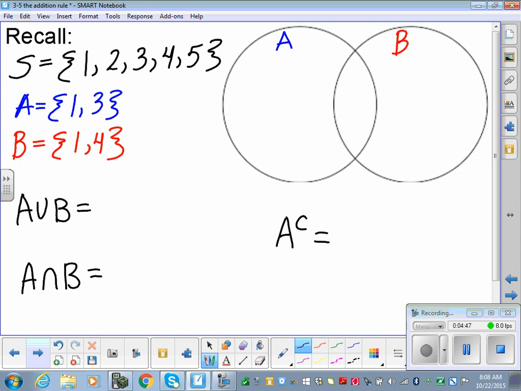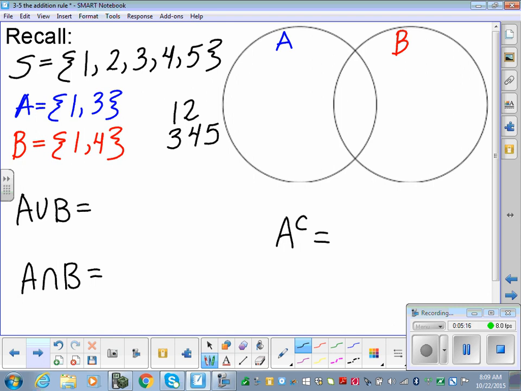Here we go. Given the set S, this is our sample space, 1, 2, 3, 4, and 5, and given A, a subset, a smaller piece of the sample space, so A is 1 and 3, and B is also a subset, 1 and 4, just a smaller piece of the sample space. Let's fill in our Venn diagram. So in our sample space, there's 1, 2, 3, 4, 5. So on the outside, I have 1, 2, 3, 4, 5. Now I'm going to put these in the Venn diagram where they belong.